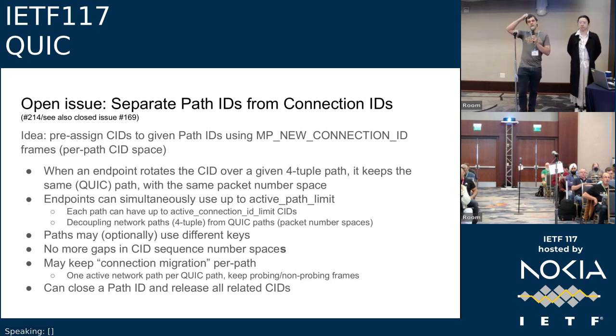And with that design, we can also define different keys, and we can have mechanisms to have specific keys for each path identifier. We keep the sequencing of the connection ID sequence number per path. This would also mean that we keep the connection migration feature, but on a per path ID level.